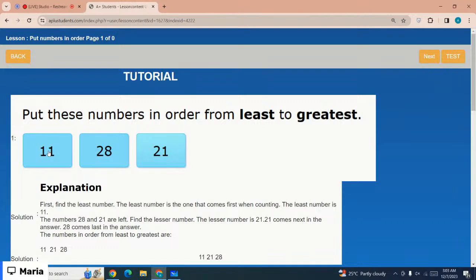You are given three numbers: 11, 28, and 21. Just find the smallest number first. So 11 is the smallest one. Then you are left with 21 and 28. Again, find the smallest one from the rest of the two numbers. The smaller is 21, and that means the greatest one is 28. So when you arrange them from least to greatest, they are 11, 21, and 28. Got it?